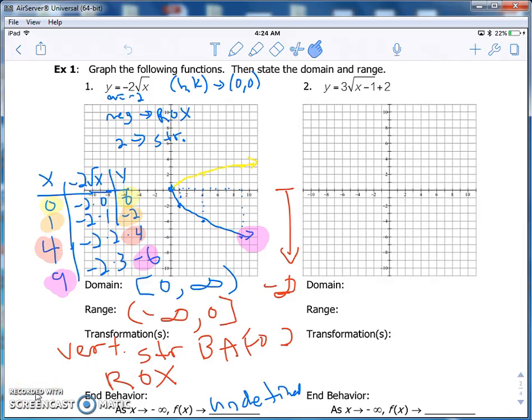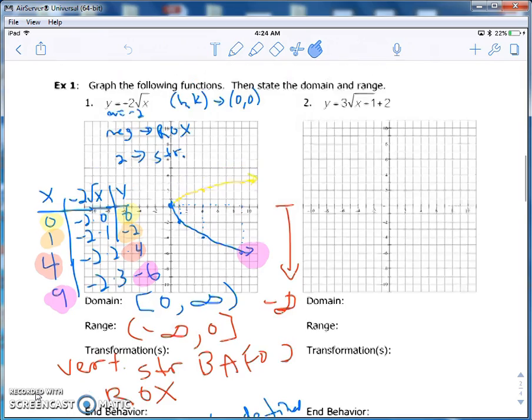Okay, we're graphing square root and cube root functions. If you haven't watched the first video, I would recommend doing that first.